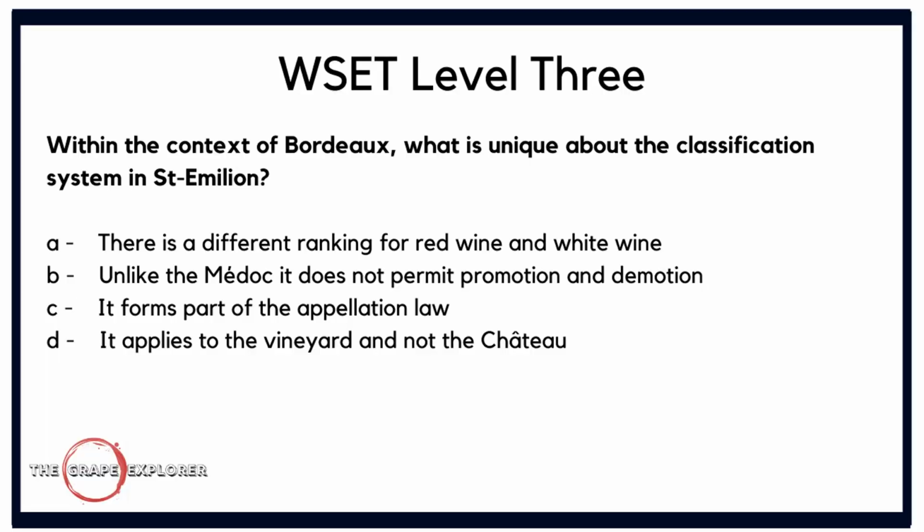Now we're going to move on to a tricky question about a Bordeaux wine classification. So within the context of Bordeaux, what is unique about the classification system in Saint-Emilion? Is it A, there is a different ranking for red wine and white wine? Is it B, unlike the Medoc, it does not permit promotion and demotion? Is it C, it forms part of the appellation law? Or is it D, it applies to the vineyard and not the chateau? Quite a tricky question, this one. And I recall from Level 3 that we spent quite a bit of time on one of my days in the classroom learning about the various classifications, particularly in Bordeaux.